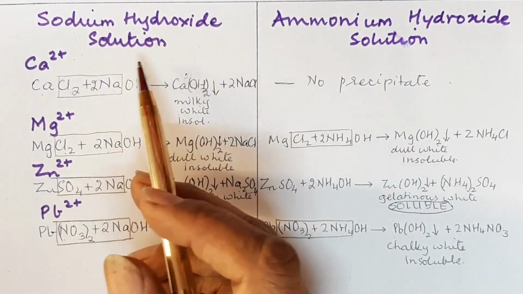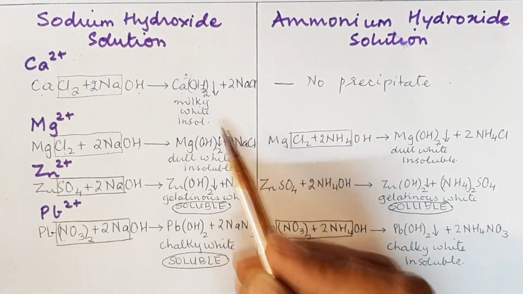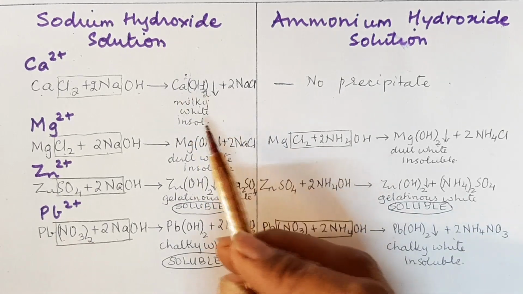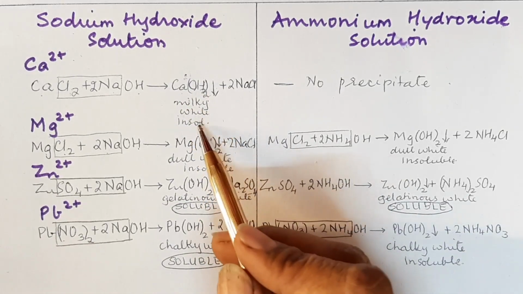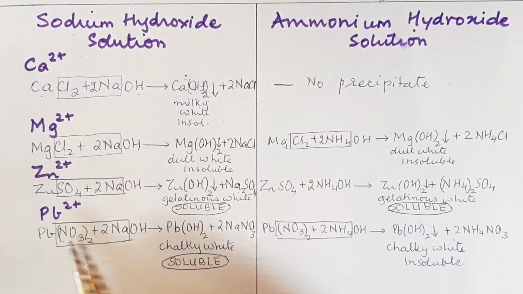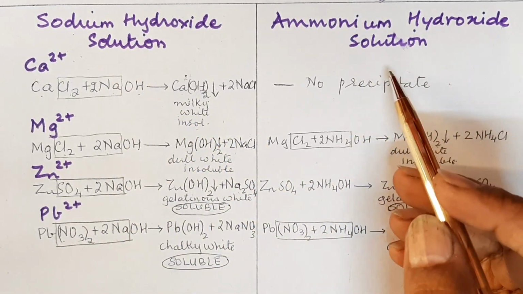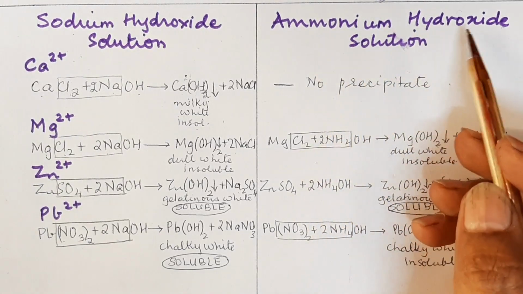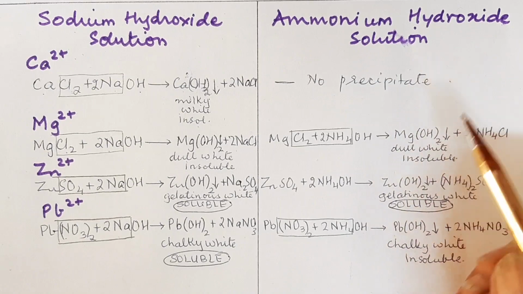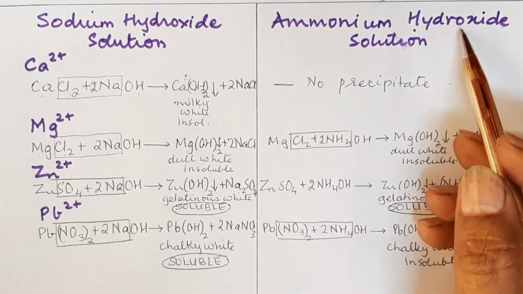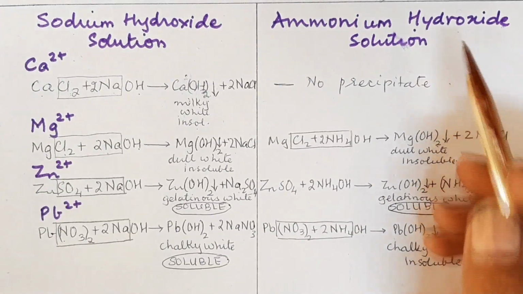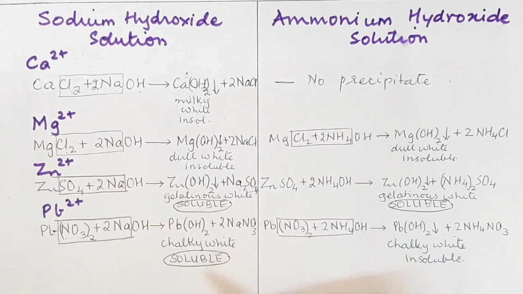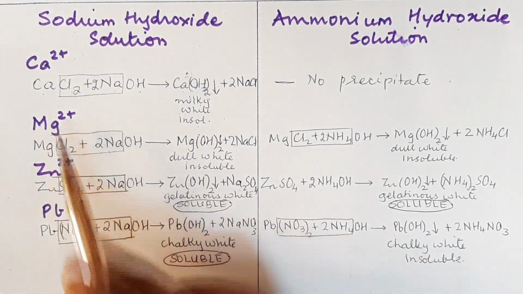With sodium hydroxide solution, calcium 2+ will give us Ca(OH)2, which is a milky white precipitate, insoluble in excess of sodium hydroxide solution. But with ammonium hydroxide, it gives us no precipitate because ammonium hydroxide solution is a weak alkali. It does not have enough concentration of hydroxide ions to precipitate Ca2+. Let us come to Mg2+.